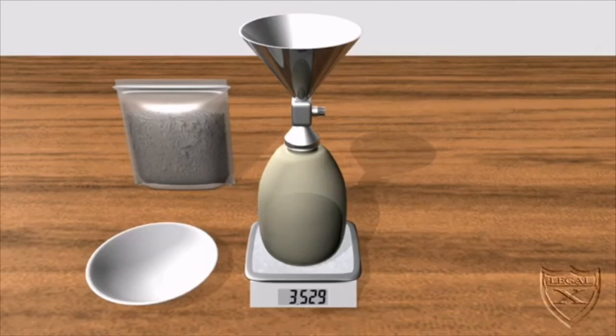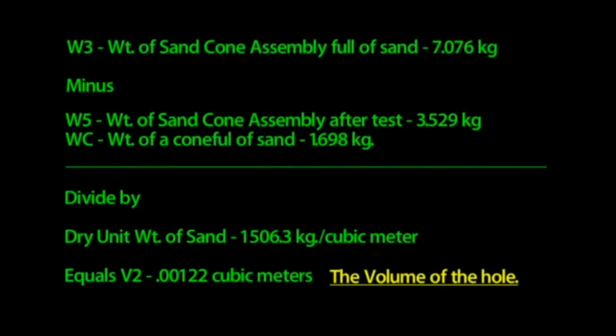Back in the lab, we now weigh the complete assembly again. The weight is 3.529 kilograms. This is what we will call W5. If we take W3, the weight of a full sand cone assembly, and subtract W5 and WC, and divide it by the dry unit weight of the sand, we get the volume of the hole, which is approximately 0.00122 cubic meters. We'll call this figure V2.